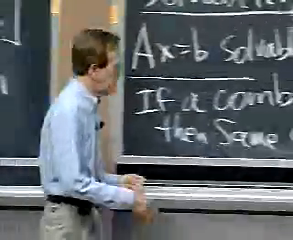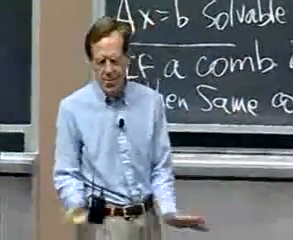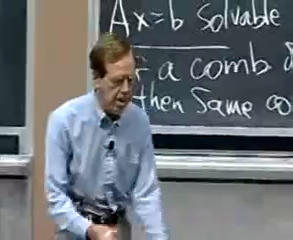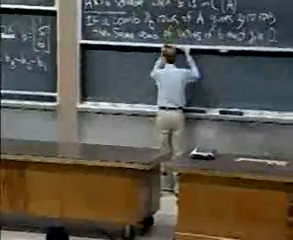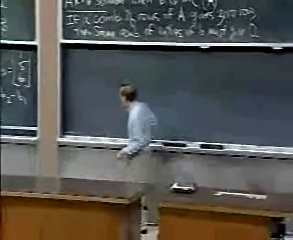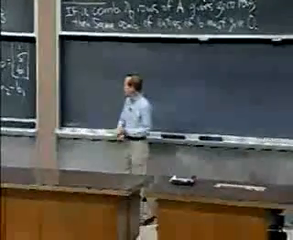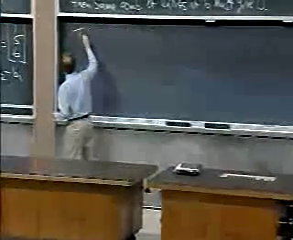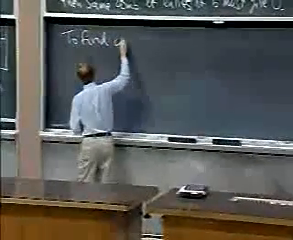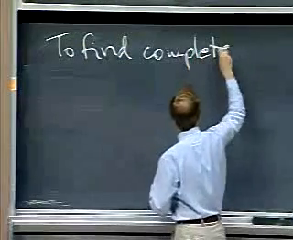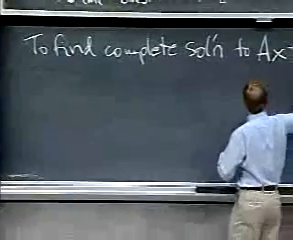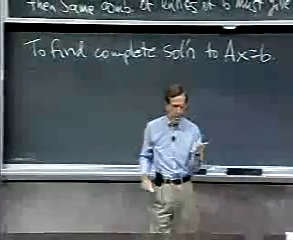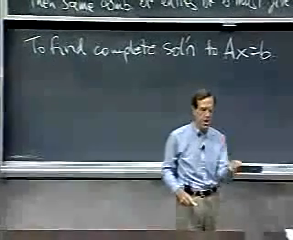Of course, on the quiz and the final, I'm going to give you a system Ax equal b, and I'm going to ask you for the solution, if there is one. So it's this algorithm that you want to follow. So now to find the complete solution to Ax equal b, let me start by finding one solution, one particular solution.